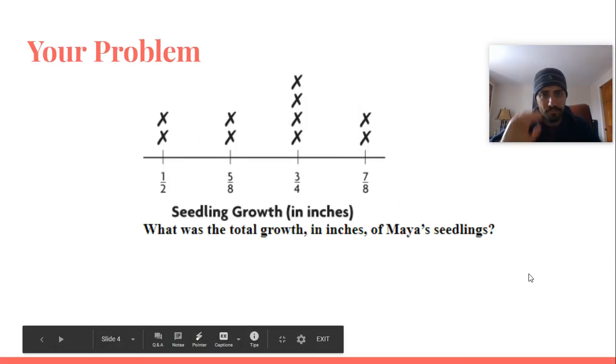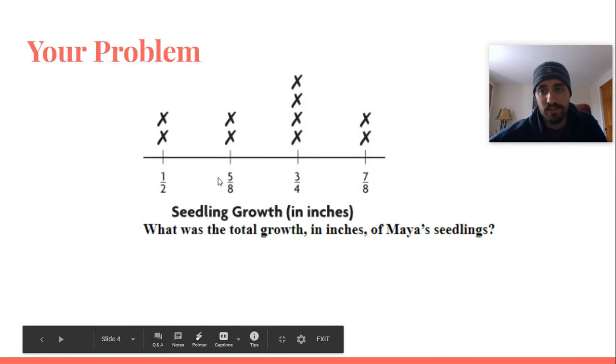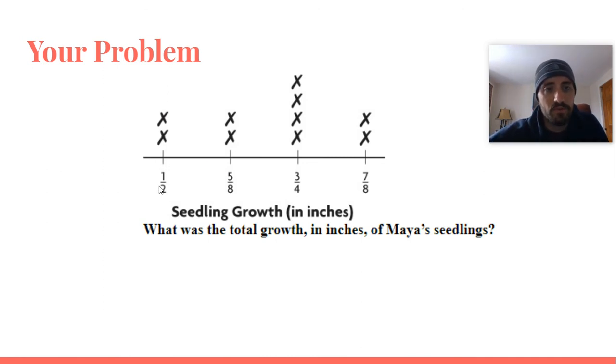All right, so the problem that you're going to be doing on a piece of paper, we're looking at these seedlings. Seedlings are little plants. These grew 1/2 inch, these grew 5/8 of an inch, these grew 3/4 of an inch, these grew 7/8 of an inch. You want to figure out the total growth of these seedlings. So remember, first you're going to have to find what denominator you can get these all to be. I need them to be the same denominator. Add them up and find the total.